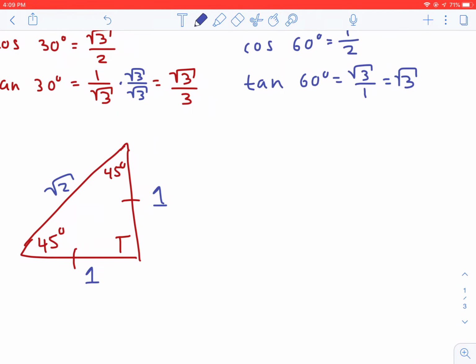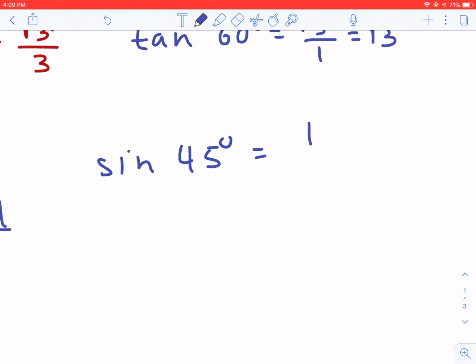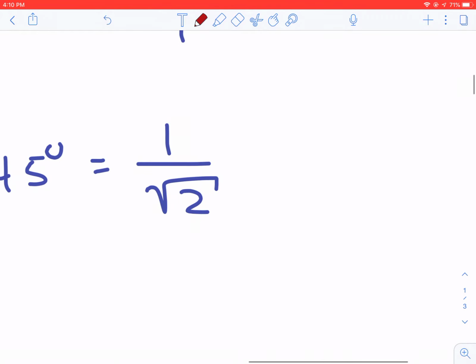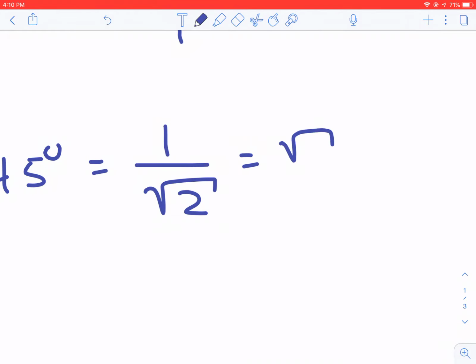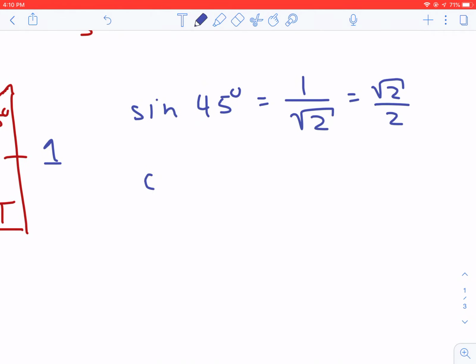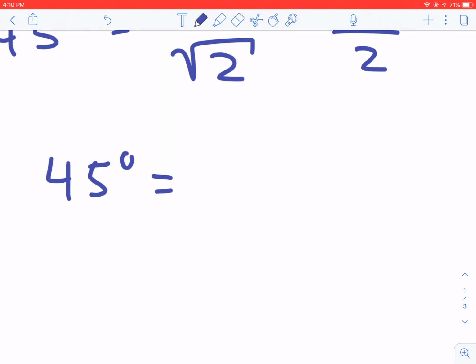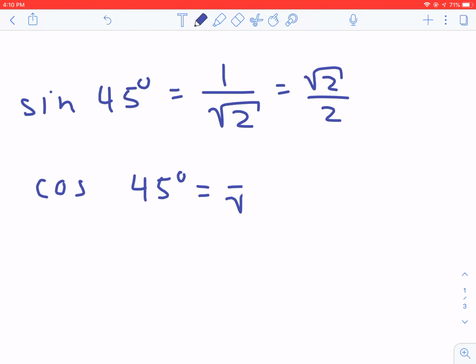All right, so sine of 45 degrees. There are two 45-degree angles, so it doesn't matter which one you look at. But if I look at this one on the bottom left, sine of 45, opposite would be 1, hypotenuse would be radical 2. And so that's 1 divided by radical 2. Right? If I rationalize this, multiply by rad 2 over rad 2, we're going to get radical 2 over 2. Right, cosine of 45 degrees. Again, looking at this bottom left angle, cosine, adjacent is going to be 1. Hypotenuse is going to be radical 2. That's also going to be 1 over radical 2, which is radical 2 over 2.